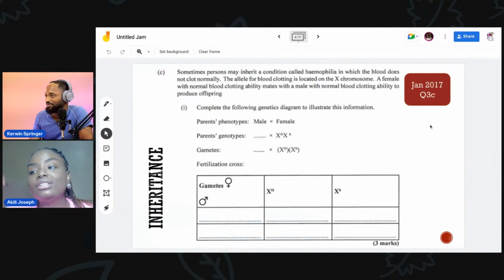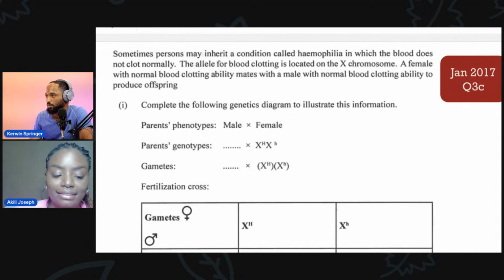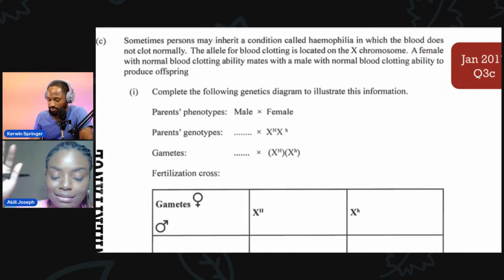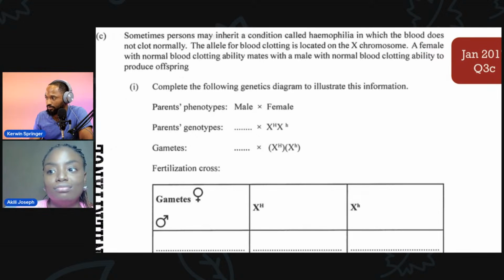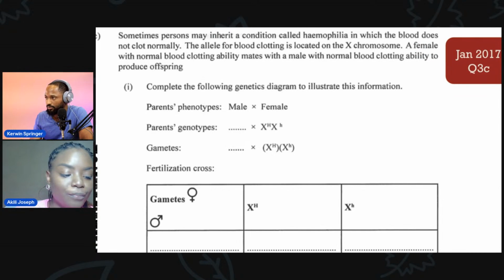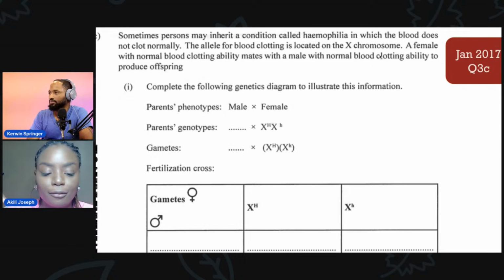Right? So this one is where we're looking at a condition that is sex-linked. So you're seeing the X's in the mix. Because it's sex-linked, we have to consider the sex of the individual. Sometimes persons may inherit a condition called hemophilia, in which the blood does not clot normally. The allele for blood clotting is located on the X chromosome. They didn't use the word sex-linked here, but since they told us that this allele is on the X chromosome, we know that it's sex-linked, right?